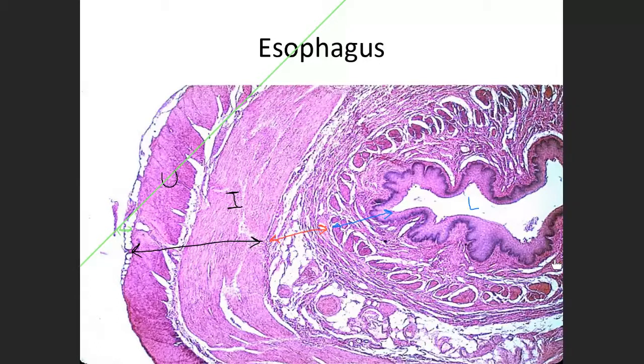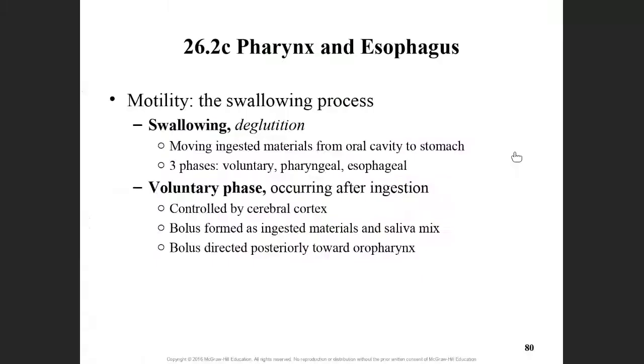The movement of the bolus in our esophagus has different stages. The swallowing process is called deglutition, the process of moving ingested material from the oral cavity to our stomach. And this process has three different phases. The first phase is called the voluntary phase. Then we have the pharyngeal phase, and the last one is called the esophageal phase.